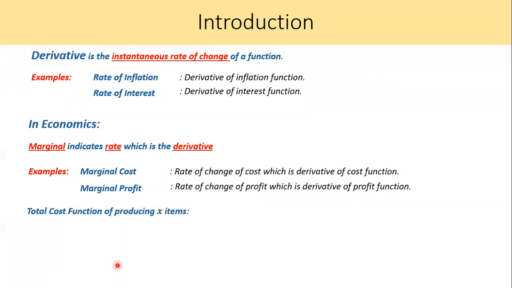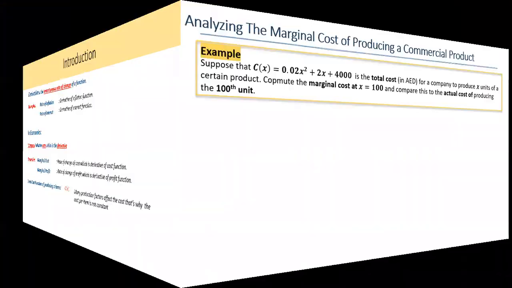Total cost of producing x items, C of x. Many production factors affect the cost. That's why the cost per item is not constant. It's a variable, not constant, changing. Okay.